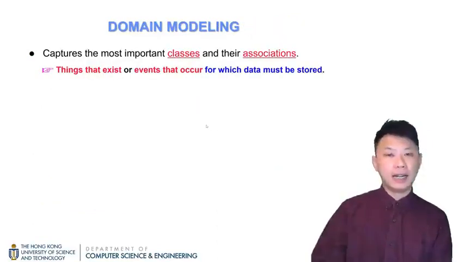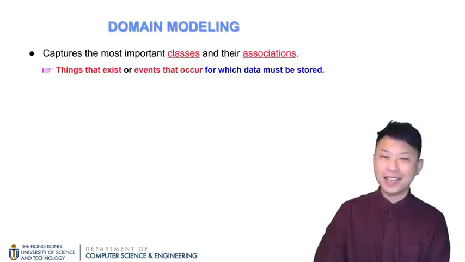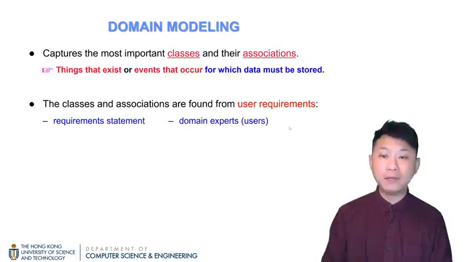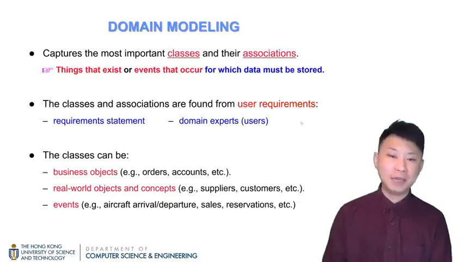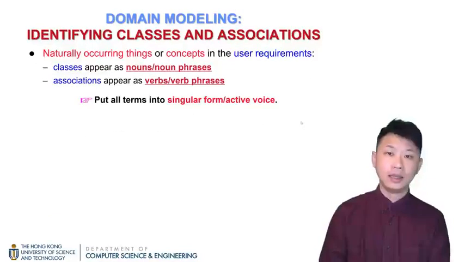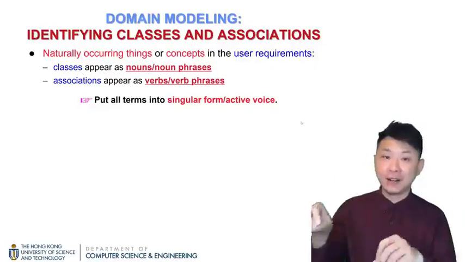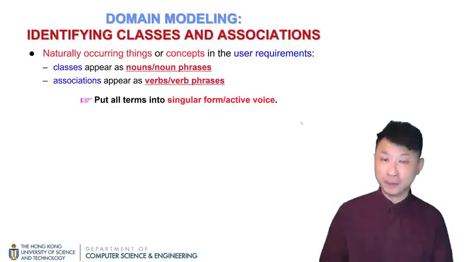So for domain modeling, as mentioned before, when we talk about class diagram, we try to capture the most important classes and their associations. And the classes and associations can be defined from user requirements, from the problem statement provided by your client. And notice that the classes can be business objects, can be real-world objects or concepts, or even events. And we describe them using a class diagram. And notice that classes usually appear as nouns and noun phrases. So the first thing that you should do when you see the problem statement is that you try to extract all the nouns and all the noun phrases from the problem statement, and they are the potential classes in your class diagram. And notice that associations usually appear as verbs or verb phrases.